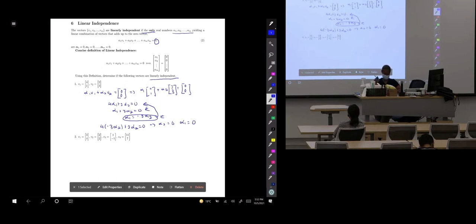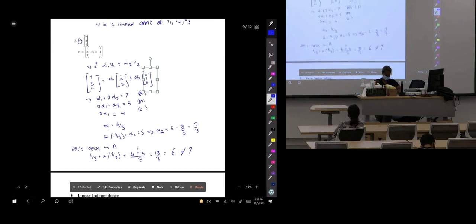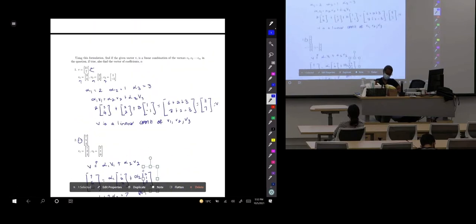Oh, one thing to note is that number 2 is the same as the previous example 1 here, where we were checking for the linear combination. So what we're trying to get at here is what's the relationship between linear combination and linear independence.